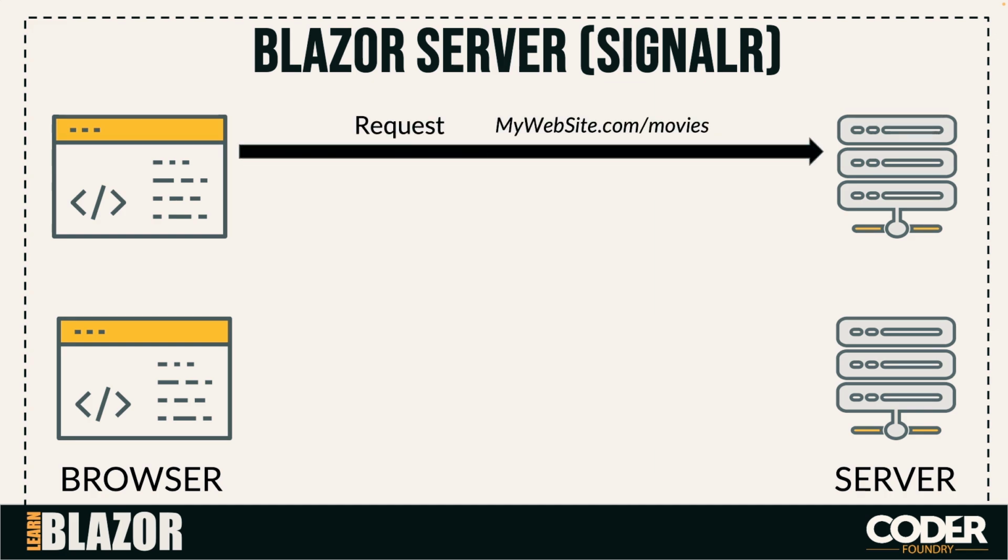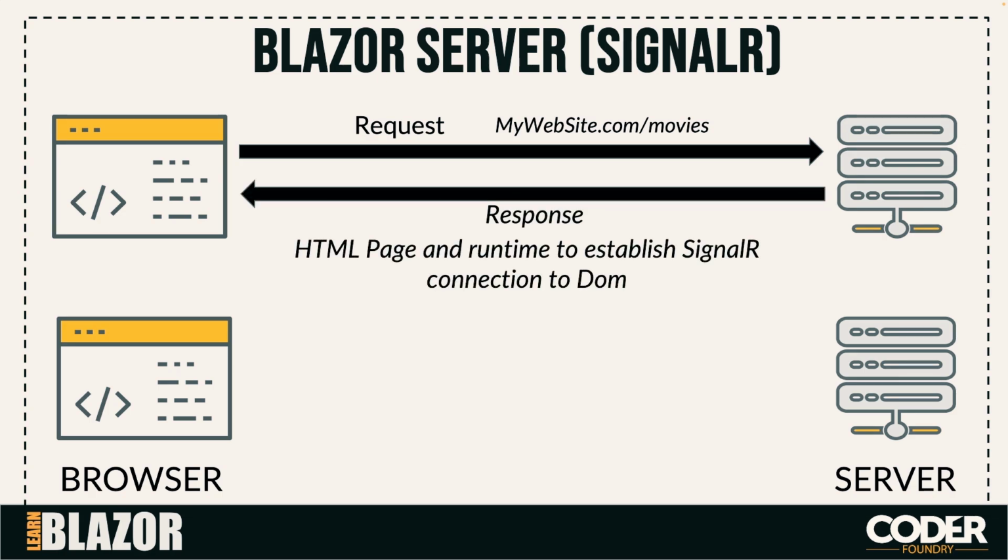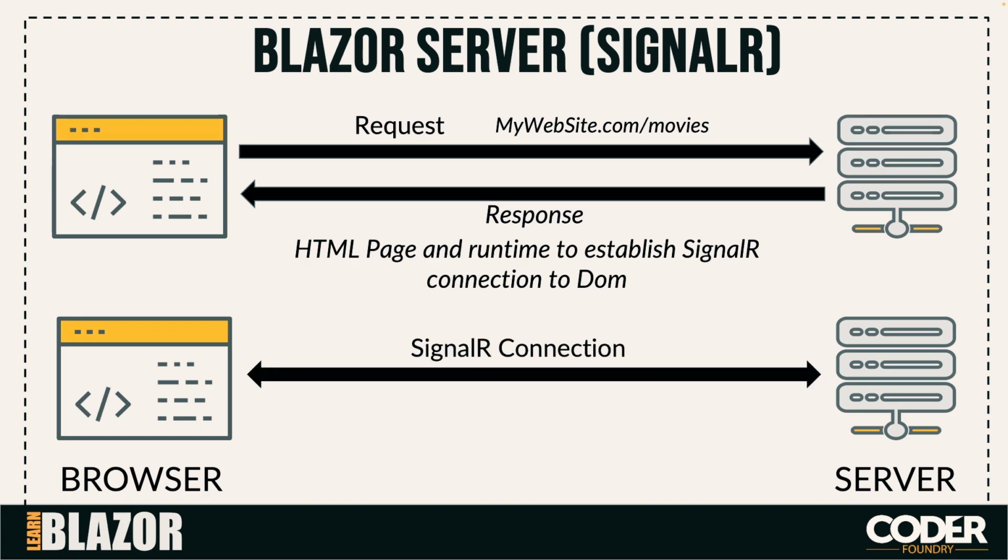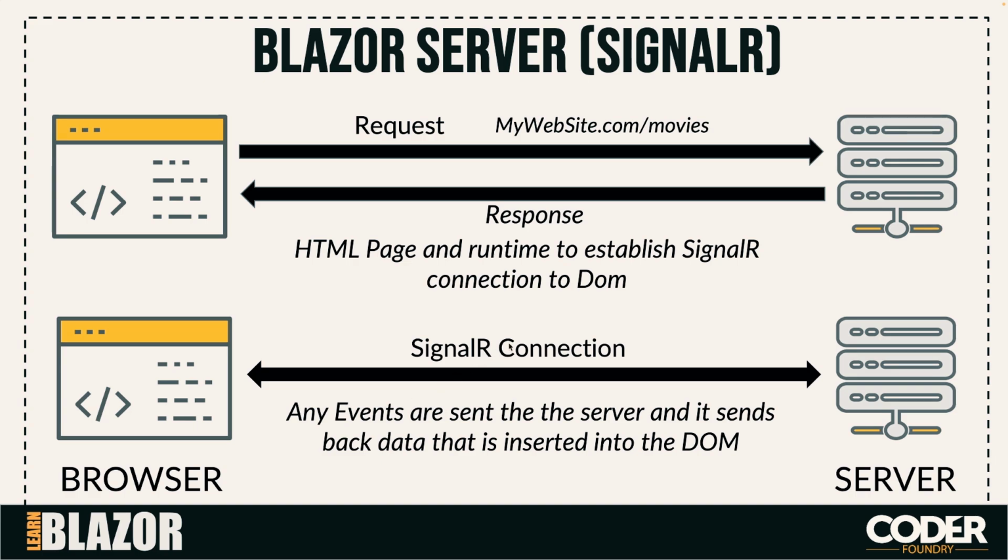And what happens is I go to the request to request my movies, and then it sends a response with the HTML page, and then it also has a runtime to establish a SignalR connection to the DOM. Okay, so every element in the DOM is now on the server. And what this can do, as I have interactive components, I use SignalR to figure out the changes that are required for the DOM. And any events that are sent back to the server, it sends back data that is then inserted or patched in or overlaid into the DOM. And this is very powerful.